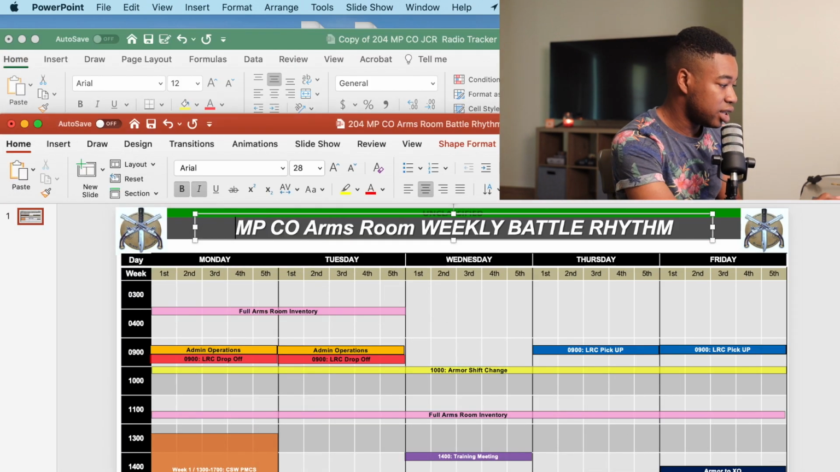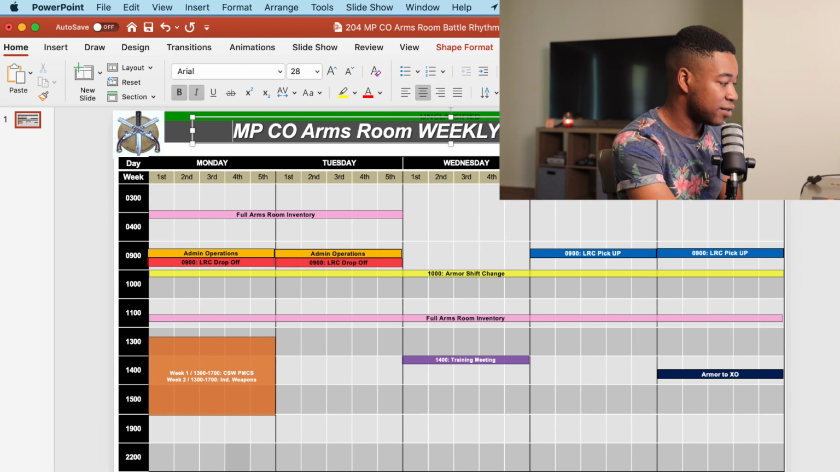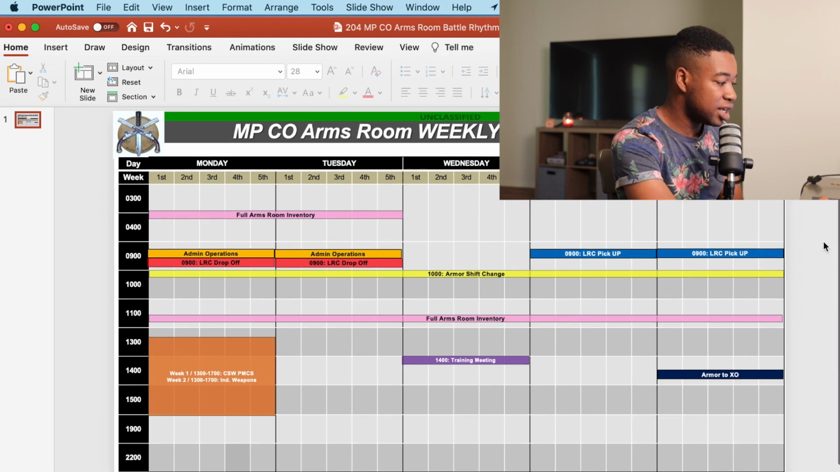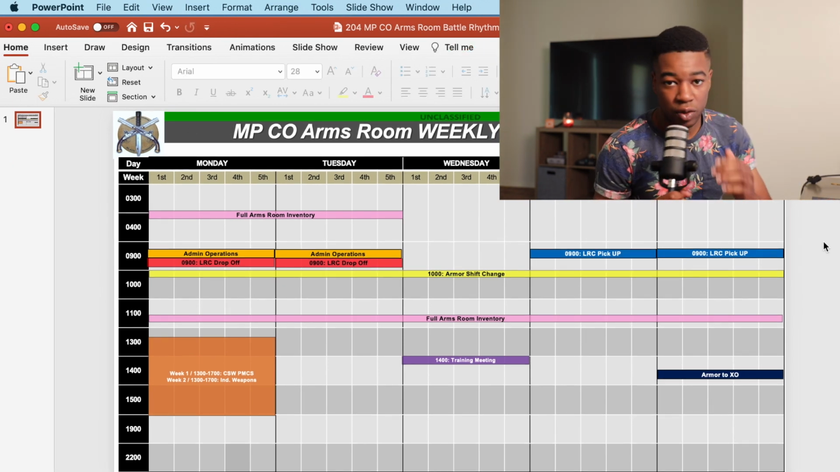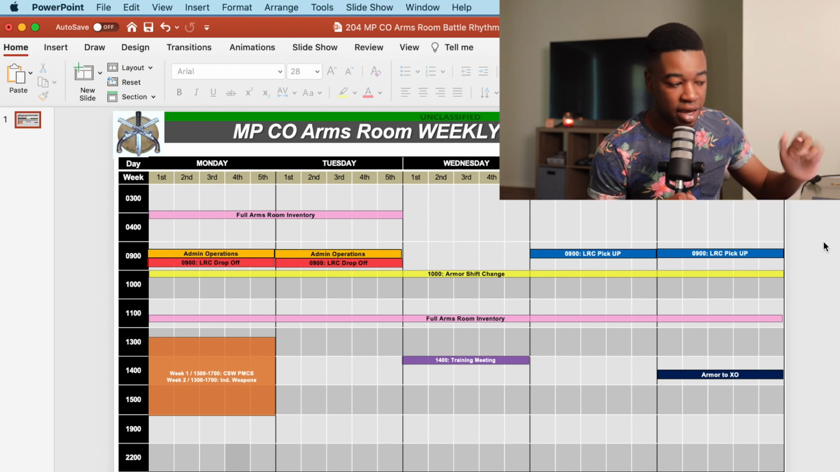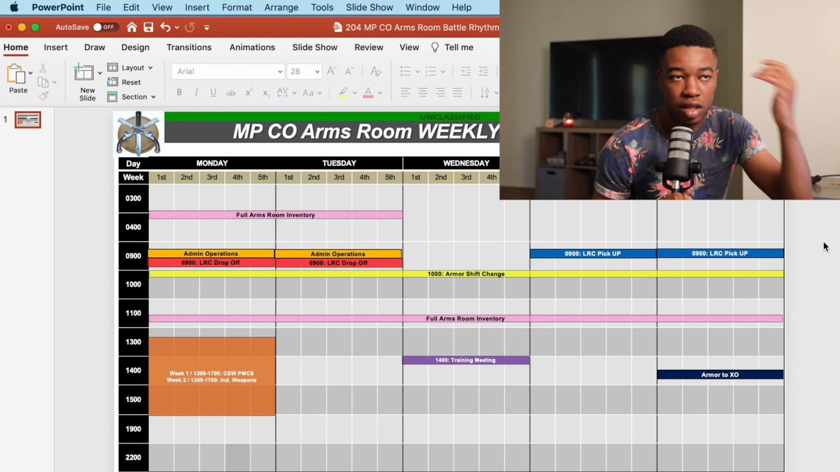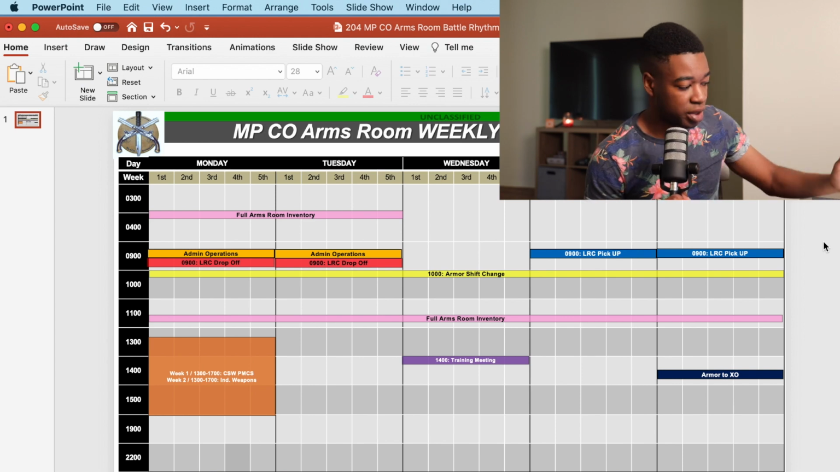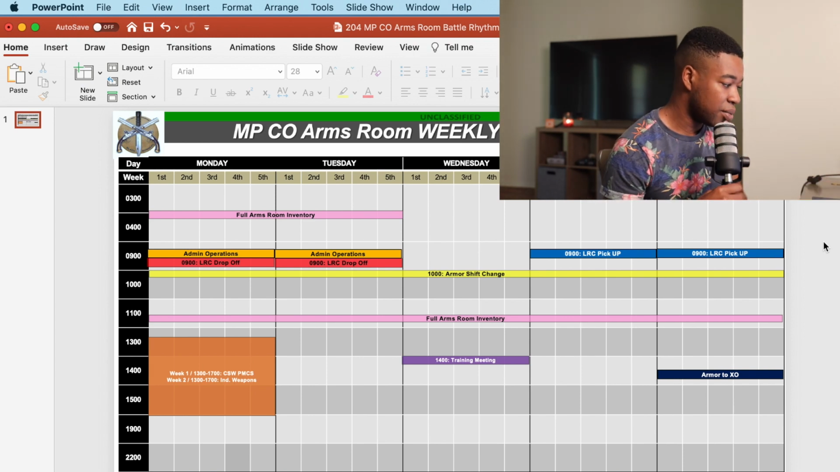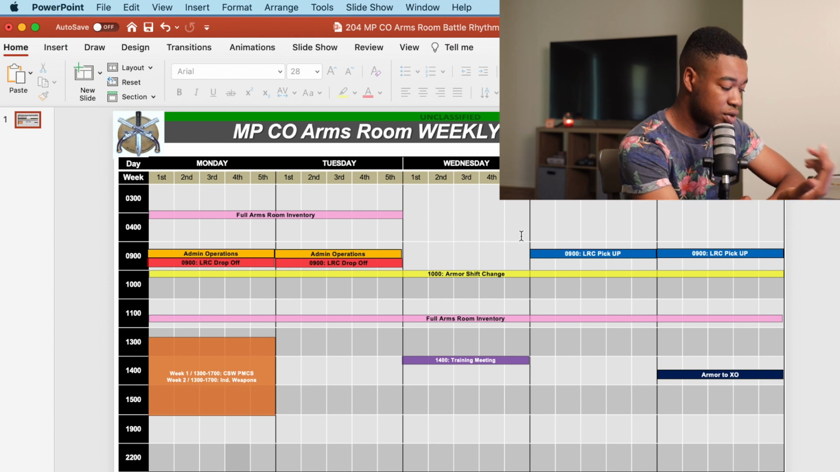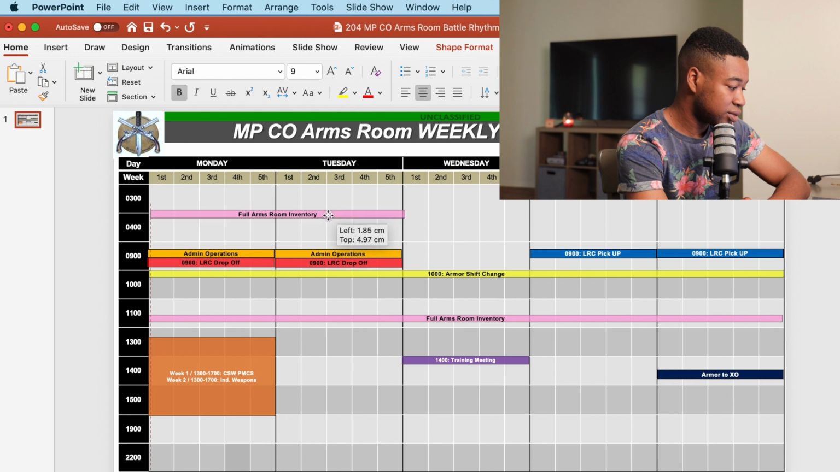Moving on to the next battle rhythm I do have. This one is the arms room battle rhythm. So I am in an MP company, and on my battle rhythm, I actually do have times for when the patrols draw for the weapons, but I didn't want to put that on here. I took that piece off. But on here, I did put times where you can make your own times. So we have full arms room inventory, which can take place anytime that you want.